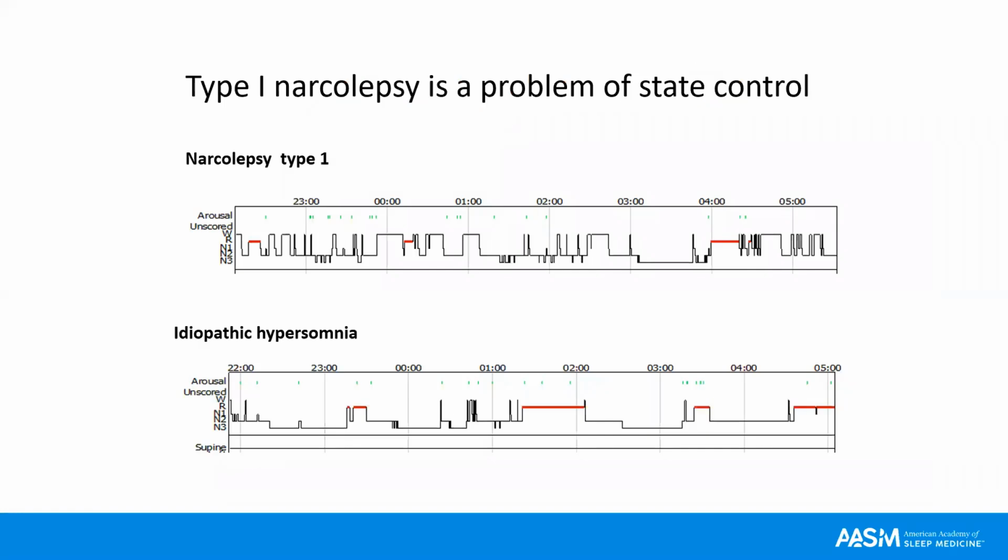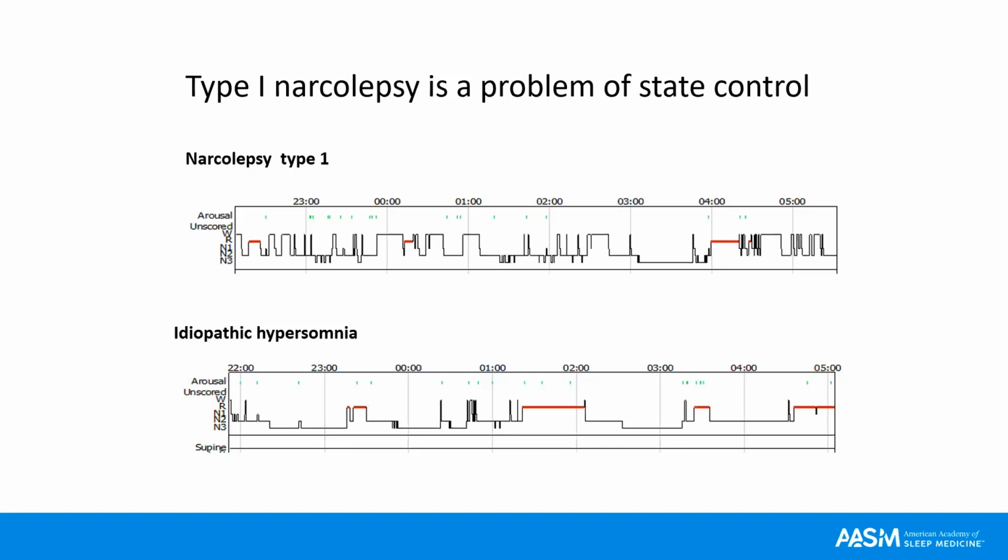So narcolepsy type 1 is a problem of sleepiness for sure. It's one of the central disorders of hypersomnolence, but I think it's helpful to think of it not so much as a disorder of sleepiness, but as a problem of state control. And by that I mean, it's normal for us to be in REM or not in REM, or in non-REM or not in non-REM, or awake or not at any given time. We don't slip between those three states. People with narcolepsy slip between those three states, and that is the problem.